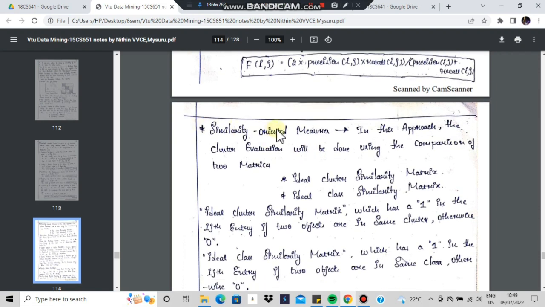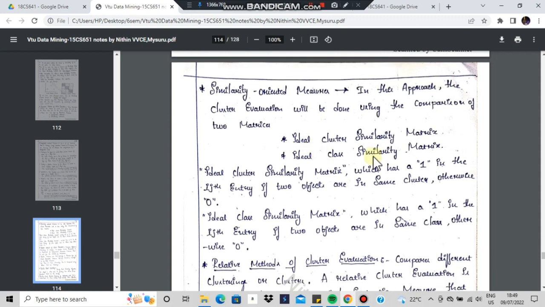In similarity also we have few things like ideal cluster and ideal class. So that also it has the values 1 and 0. If it's more similar, it will be 1. If it's less similar, it will be 0.